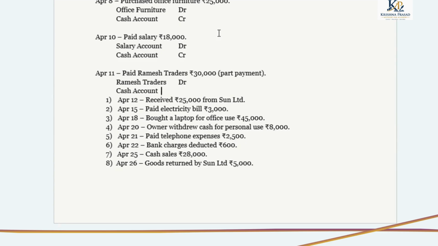Next, cash account. Cash is an asset. It will come under real account. What is the real account principle? Debit what comes in, credit what goes out. Coming to here cash, we need to credit.